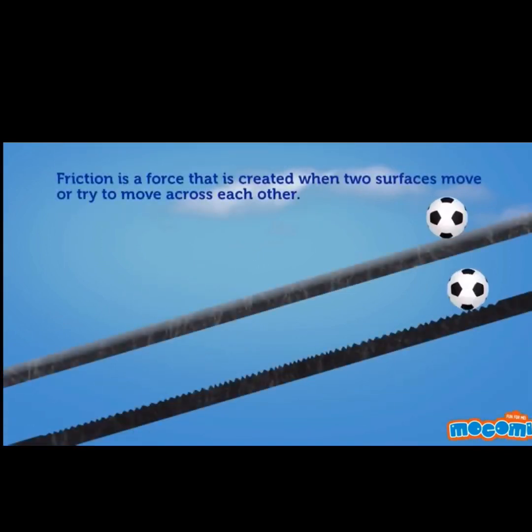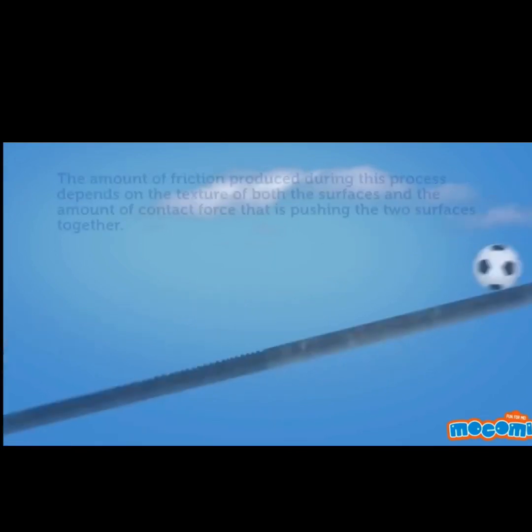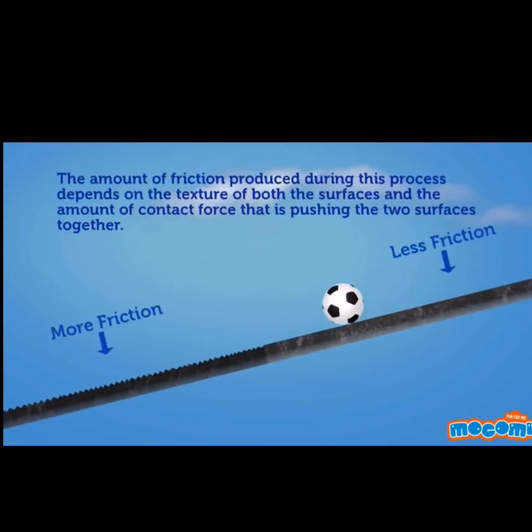Now let's talk more about friction. Friction is a force that is created when two surfaces move or try to move across each other. Friction is the resistance of motion when one object rubs against another. Anytime two objects rub against each other, they cause friction.